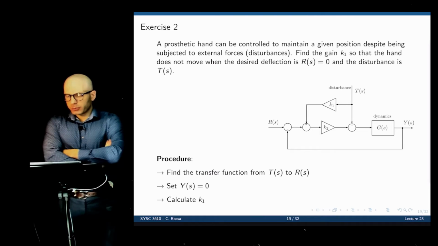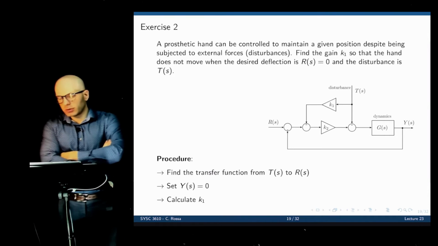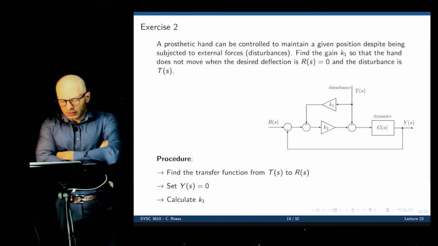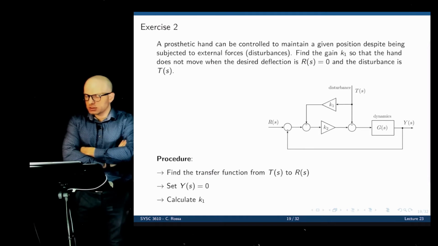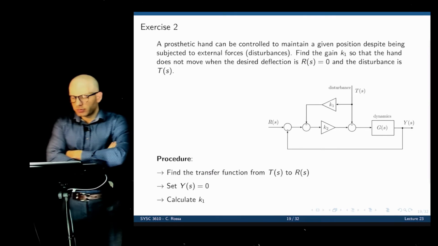In this one, you have a prosthetic hand that can be controlled to maintain a given position despite being subjected to external forces. Find the gain K1 so that the hand does not move when the desired deflection is 0 and the disturbance is T of S.